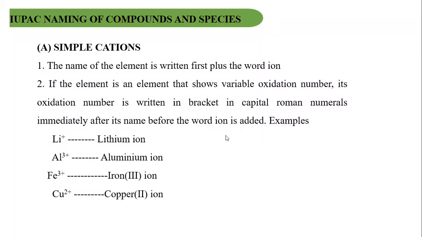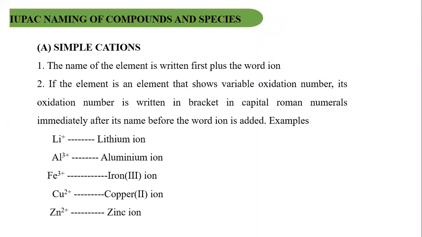The last example on this slide is Zn2+. It's just zinc ion, Zn2+. Why is it not zinc(II) ion? Because zinc is not an element that shows variable oxidation state. Zinc is just like aluminum and lithium. That's why its oxidation number 2 is not put in brackets in capital Roman numerals.